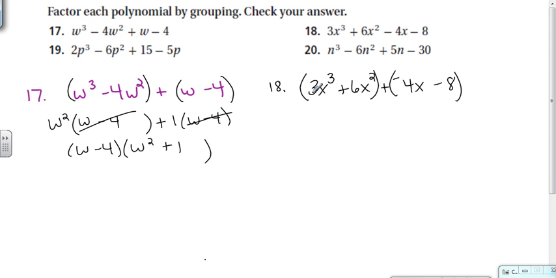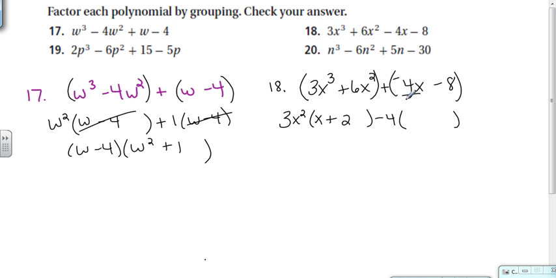My greatest common factor between 3x cubed and 6x squared, 3 is the smallest number, and 3 does go into 6, so it's 3. They have two x's in common, so that's x squared. So 3x squared times what gives me 3x cubed, x. 3 times 2 is 6, and I already have the x squared. Then over here, what's the greatest common factor between 4 and 8? Well, it's 4. I'm going to divide out a negative 4.